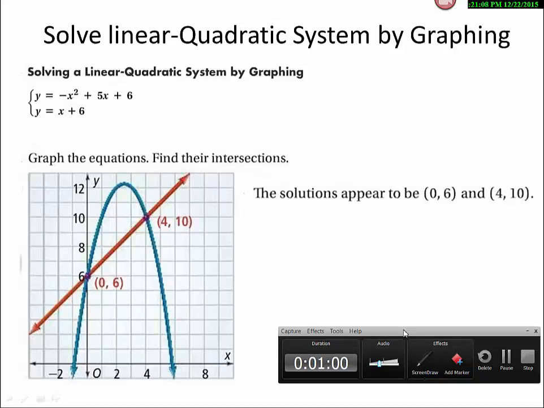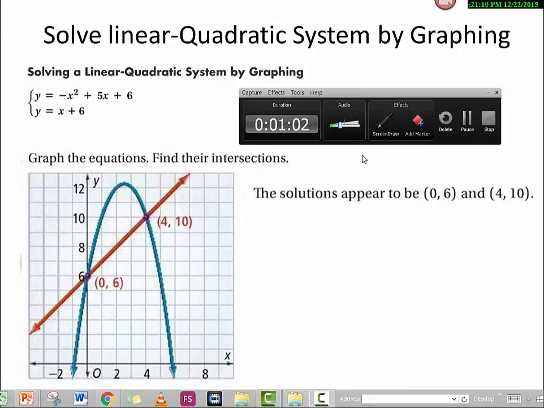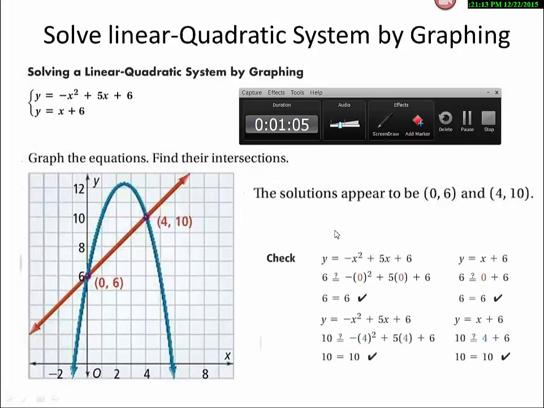We can always check by plugging these two points back into the equations. So take a look. Since the solution says x is equal to 0 and y is equal to 6, which is this point, we plug in the x value of 0 right here and the y value of 6 right here. We put a question mark here because we want to check if they are really equal to each other. After all this arithmetic, we find out they are true for both equations in the system. So this is the skill of using graphing to solve a linear quadratic system.